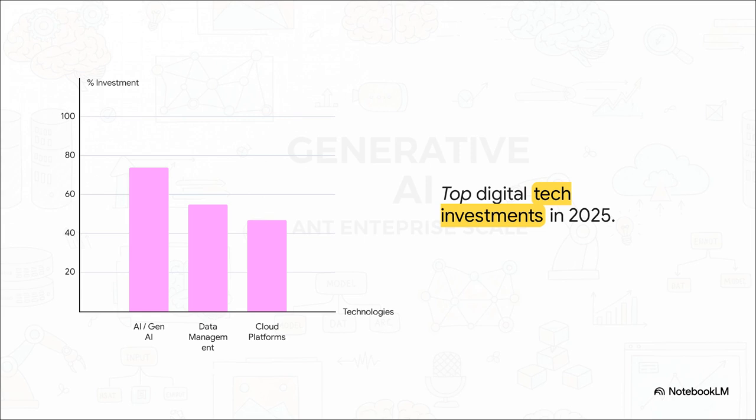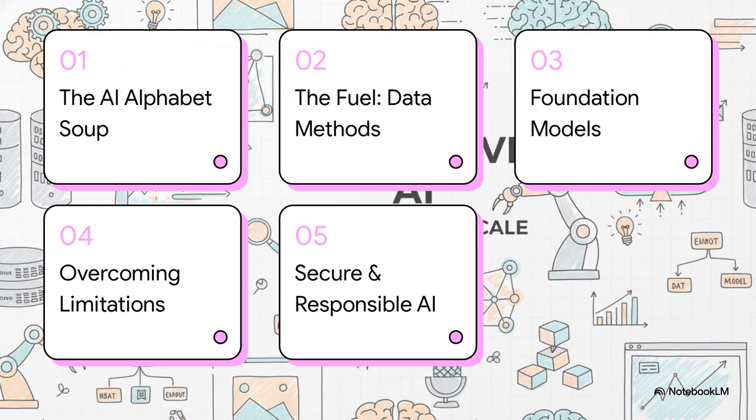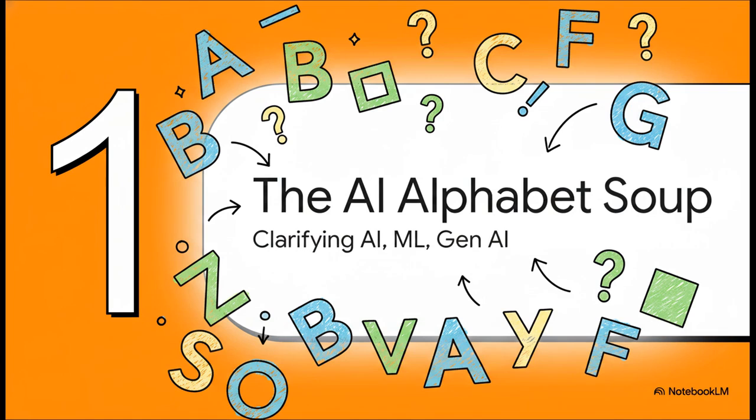transformation of the decade. So here is our roadmap for the Explainer. 1. The AI alphabet soup. 2. The Fuel data methods. 3. Rise of foundation models. 4. Overcoming AI limitations. And 5. Secure and responsible AI. All right, let's kick things off with Section 1, the AI alphabet soup.